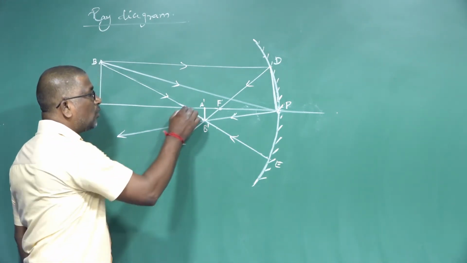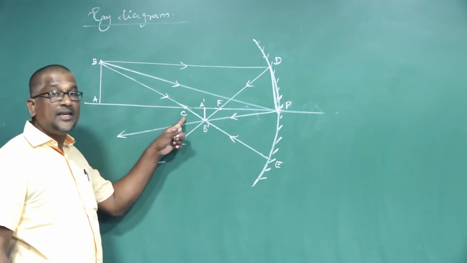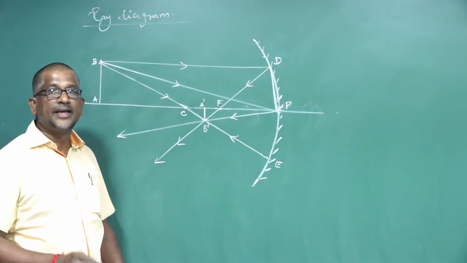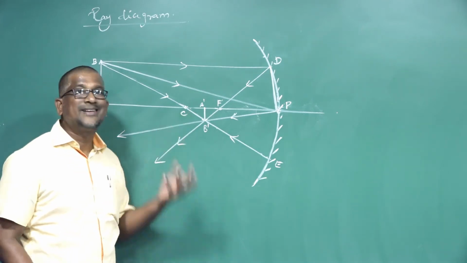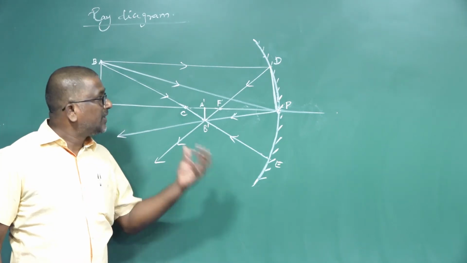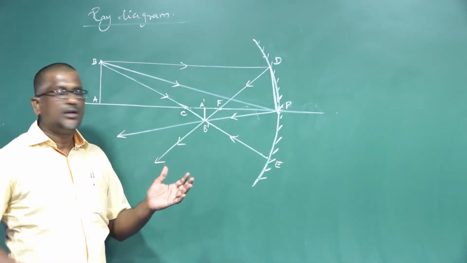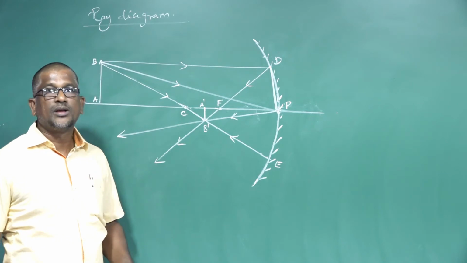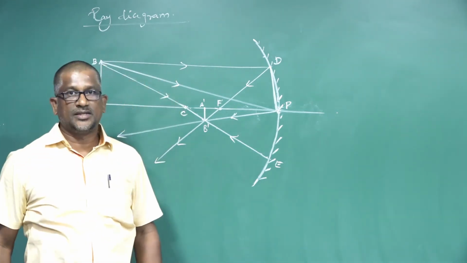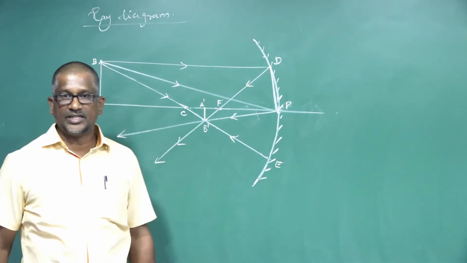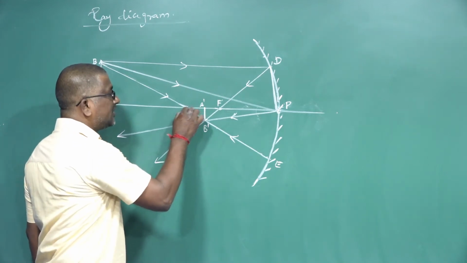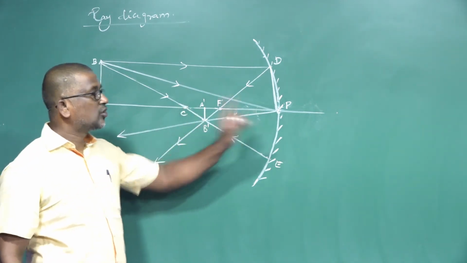Next, what is C? C is the center of curvature of a given concave mirror. What is meant by center of curvature? The center point of a given spherical surface is known as the center of curvature. Center of curvature. Next, C. What is C? C is the center of curvature of a concave mirror.